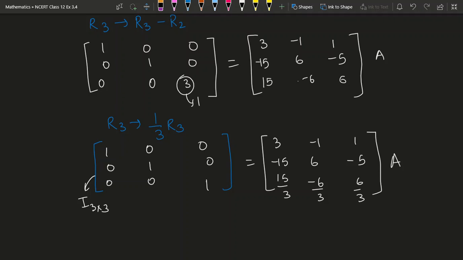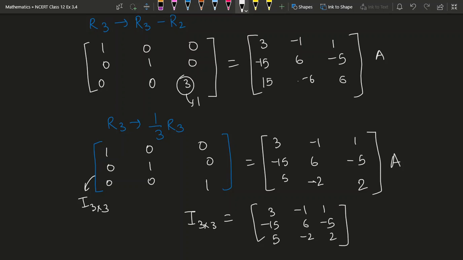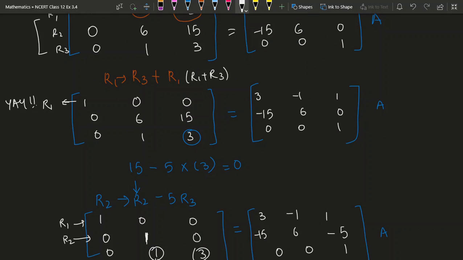And the answer here, 15 over 3 gives you 5, negative 6 over 3 gives you negative 2, and 6 over 3 gives you 2. So now you have I 3 by 3, and you have this matrix right here. This matrix times the original matrix A that we had gives you the identity matrix. So what that means is this is the inverse of A, and that was a long problem to solve. See you in the next video.